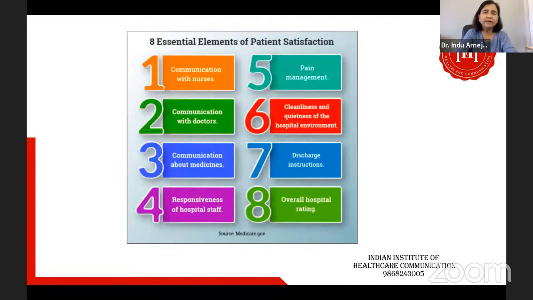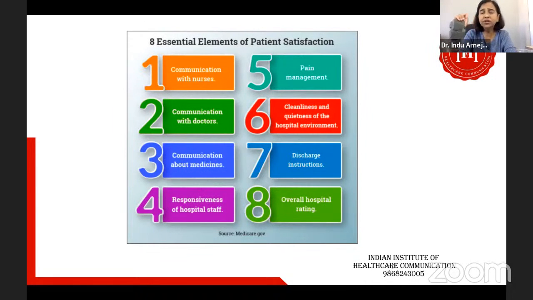So if I go by the data, these are some of the essential elements of patient satisfaction. And if you can incorporate these things in your setup, you are bound to do extremely well. Number one is communication with the nurses. It's not just with the doctor, because a lot of the time patients know the doctor will not communicate with them enough. So is there anybody else who can fill in the gap? It could be a nurse, it could be a care coordinator, it could be your optometrist, it could be your assistant, but somebody who can fill in the gap.